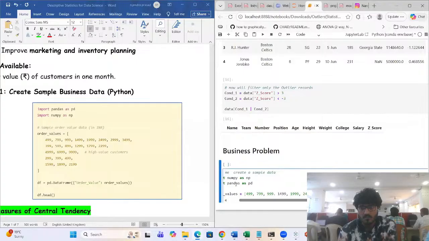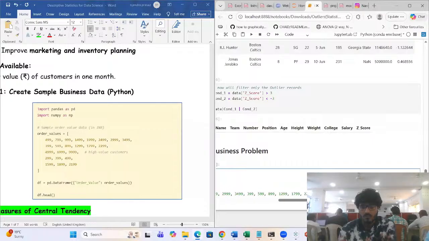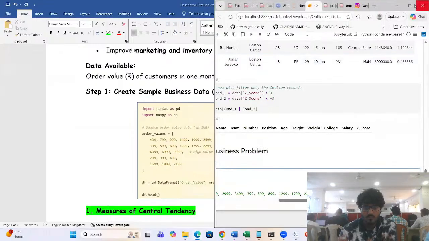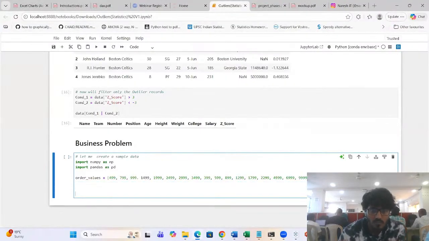Next, 6,999. And next, 4,999. After that, 299, 399, 499, and 1,599, 1,899, and 2,199. Is this clear? So this is how you have created the list of values.